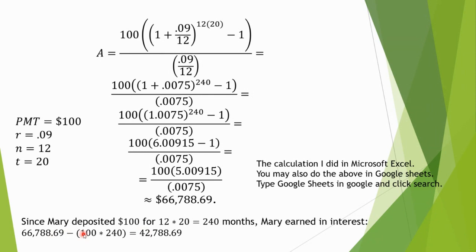So the total amount minus how many monthly deposits she made. It was $100 per month, right? 12 months per year, and it's going on for 20 years. That's 240 months. So we end up with this. That's what's happening in this case. Okay, good.